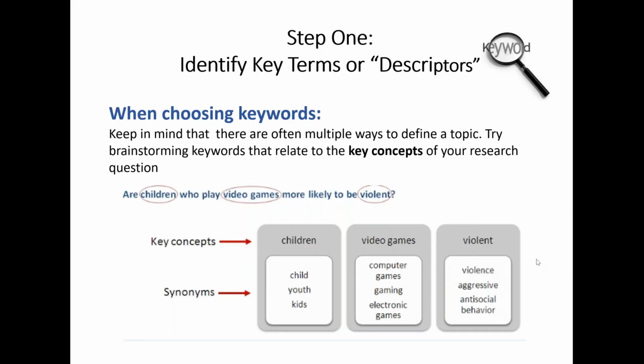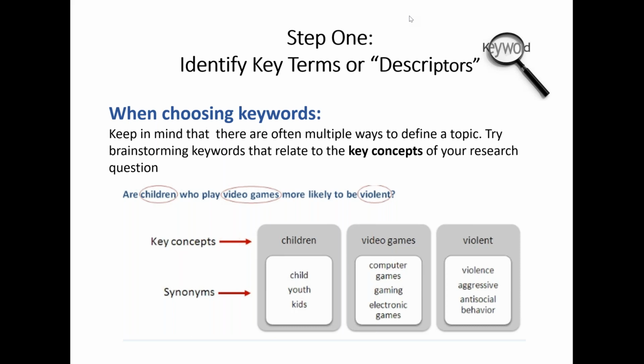All right. So the first step, of course, is once you've developed your topic, you want to choose the keywords, right? And oftentimes there are multiple ways, as you know, to define a topic. So usually what I find really helpful, even before you start your research, is to pick out the key concepts from your research question. And then you take those key concepts and you brainstorm all of the different keywords that are related to those key concepts.